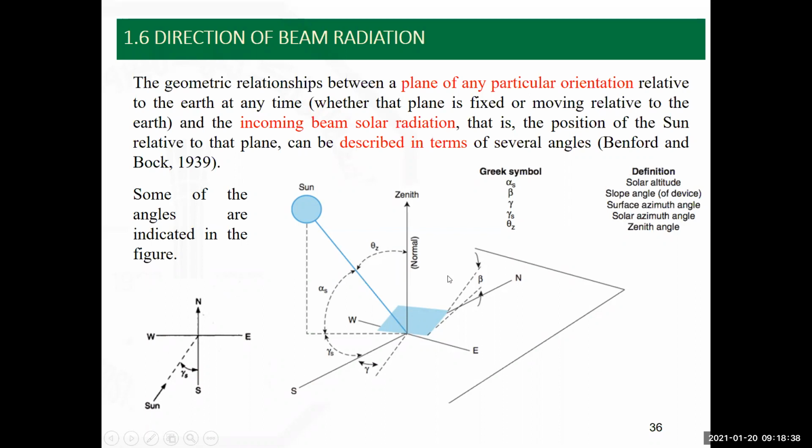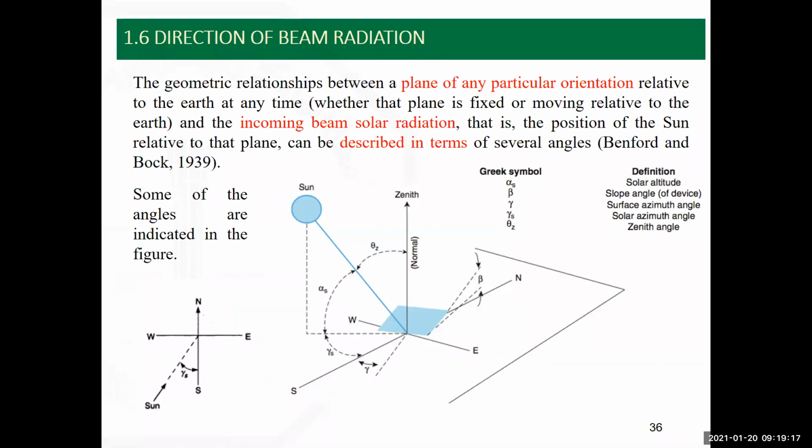Then this is the direction of that surface. This is north, south, east, and west. So the difference between the projection of this ray to the ground and the south is what we call gamma S. And gamma S is referred to as the solar azimuth angle. So the solar azimuth angle has to do with the location of the sun. The sun is here, and the projection of this ray of the sun to the horizontal is making an angle with the south, which is gamma S, or the solar azimuth.